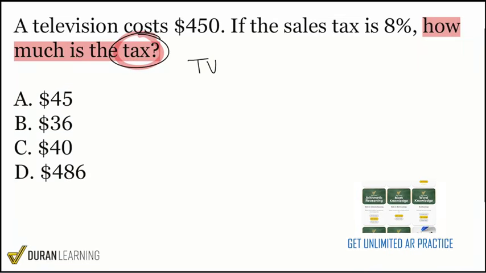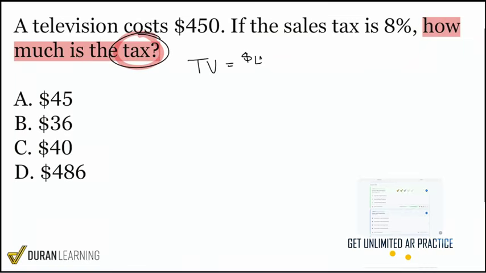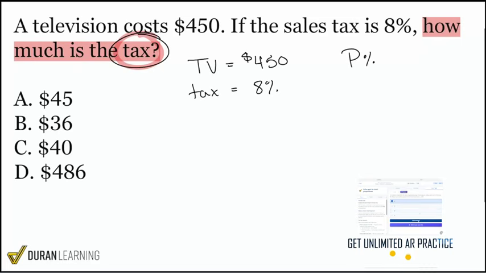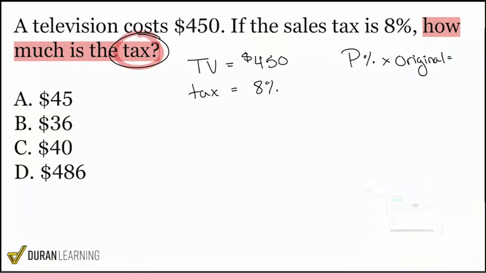Originally, the TV, it's $450. The sales tax, percentage of the tax, is going to be 8%. So if we follow our formula, percent P multiplied by the original amount equals our result, R. And don't forget, with our formula, this is what makes it easy, the percent and the result, they represent the same thing. The percent that you plug in is the result that you get out.